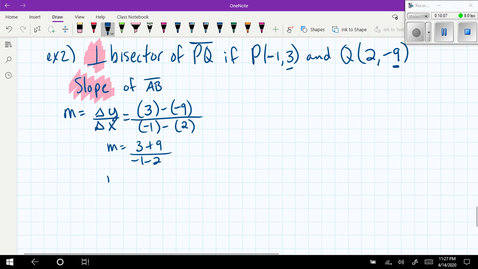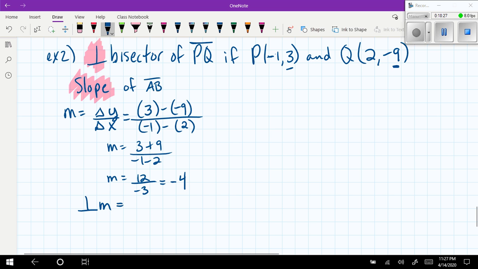And what is 3 plus 9? I'm hoping you're telling me 12. Negative 1 minus 2 is negative 3. So 12 divided by negative 3 is negative 4. And now I need the perpendicular slope. Remember, perpendicular lines have slopes that are negative reciprocals of each other. So what is the negative reciprocal of negative 4?